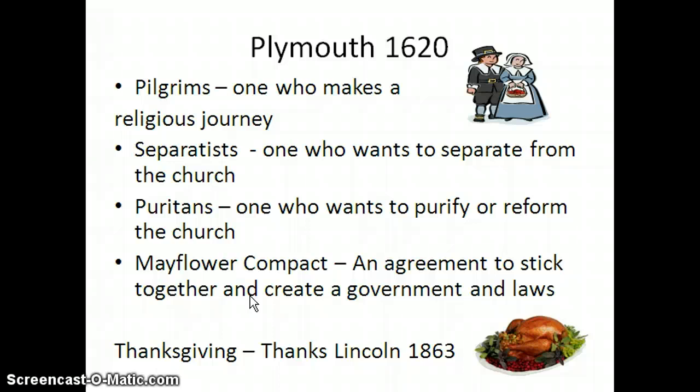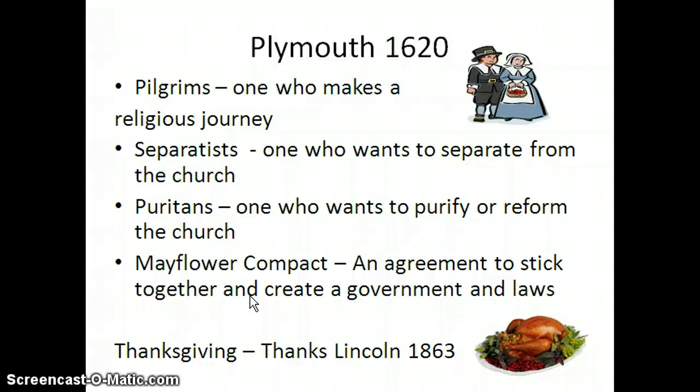First they went to Holland, but then in Holland they saw that some of their kids were becoming more Dutch than English, so they decided to go to America for religious freedom. These Puritans were called pilgrims because of their religious journey. They were also called separatists because they were separating from the Anglican Church. The Anglican Church is the Church of England. On the Mayflower, there were Anglicans, Puritans, and separatists.